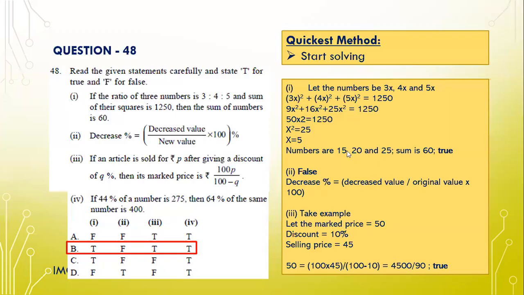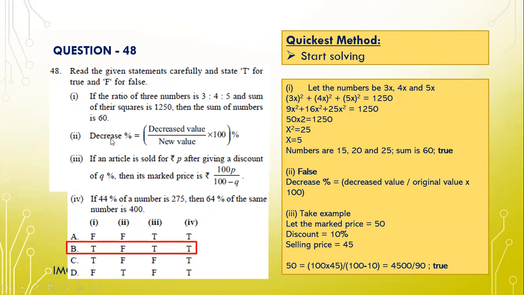And then if x is 5, then the numbers are 3x, so 3x is 3 into 5, which is 15. 4 into x, x is 5, 4 fives are 20. So 15, 20 and 25. And their sum is 15 plus 20 is 35, 35 plus 25 is 60. The sum is 60. So first is true, again a very good question.